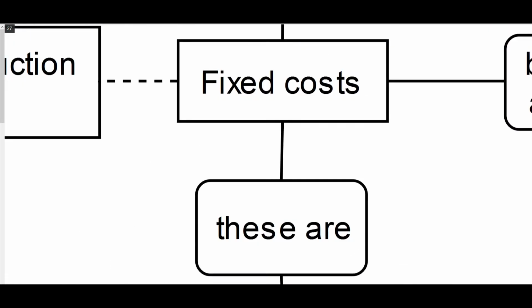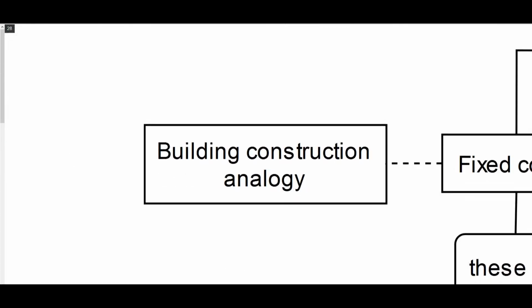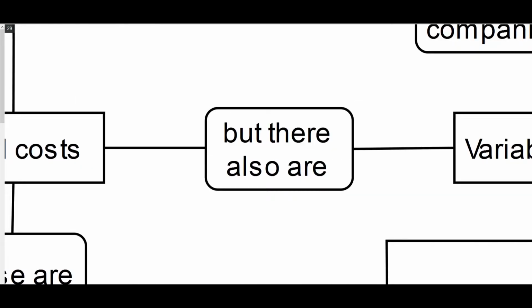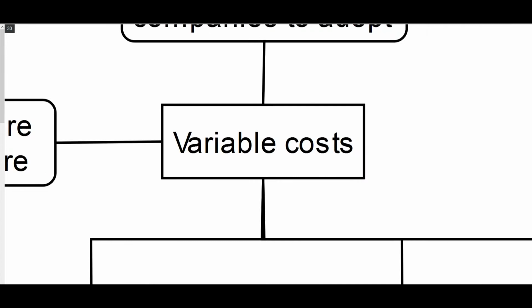These are fixed costs, and I'm going to use a building construction analogy here. When you construct a building, you pay for it once. You don't have to pay for the construction twice or three times. You only pay for it once. Now, there also are variable costs.